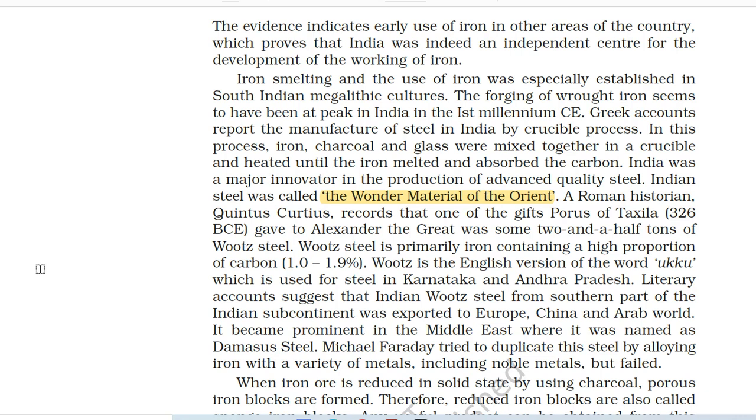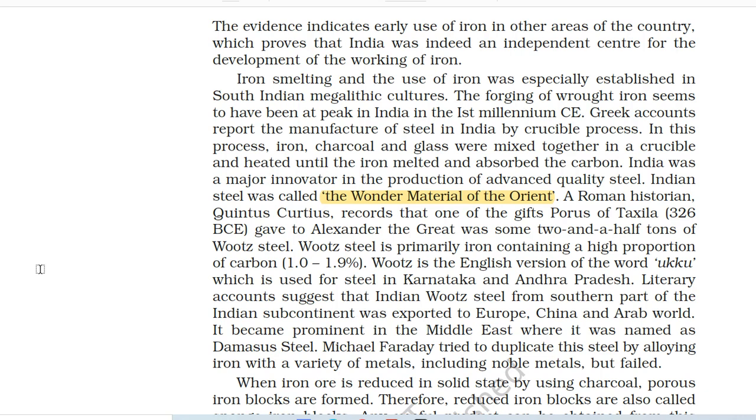Iron smelting and the use of iron was specially established in South Indian megalithic cultures. The forging of wrought irons seems to have been at peak in India in the 1st millennium Common Era. Greek accounts report the manufacture of steel in India by crucible process. In this process, iron, charcoal and glass were mixed together in a crucible and heated until the iron melted and absorbed the carbon. India was a major innovator in the production of advanced quality steel. Indian steel was called the wonder material of the Orient.